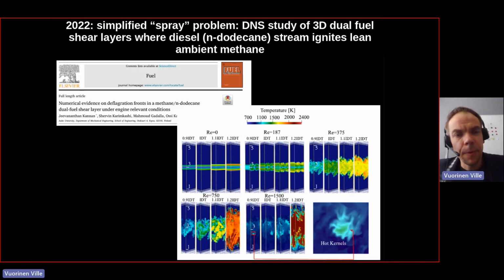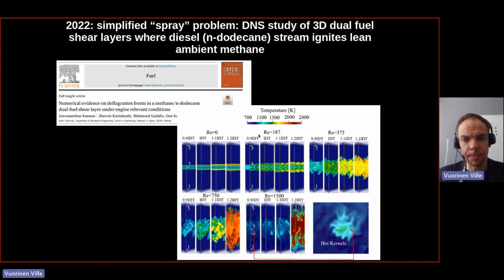But if we go more to the topic of the talk and the spray context, last year we decided to study a simplified spray problem, because DNS of sprays is rather challenging and computationally unfeasible. So we carried out a DNS study of 3D dual-fuel shear layers where a diesel stream ignites lean ambient methane.